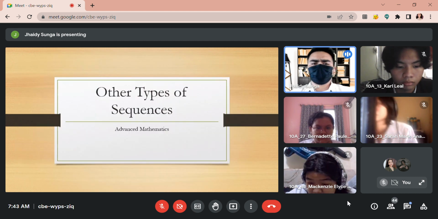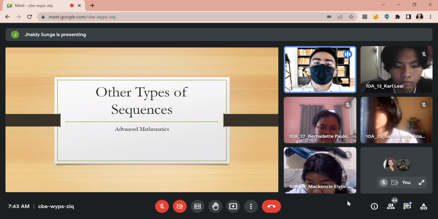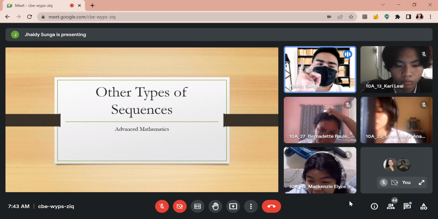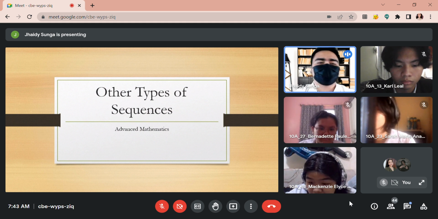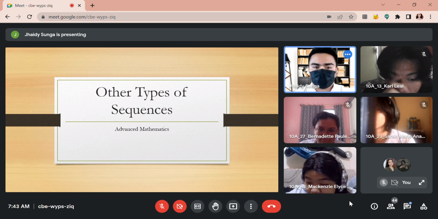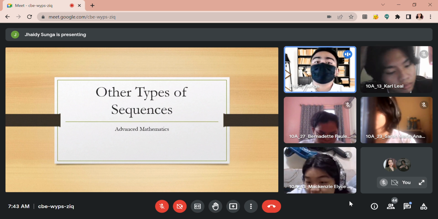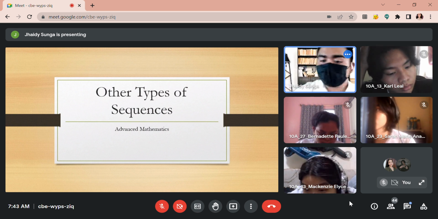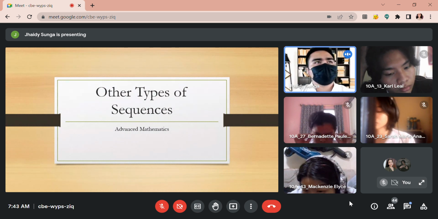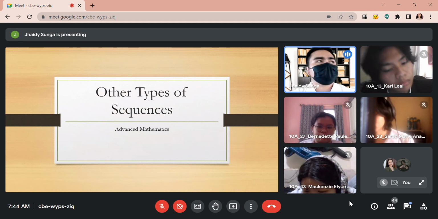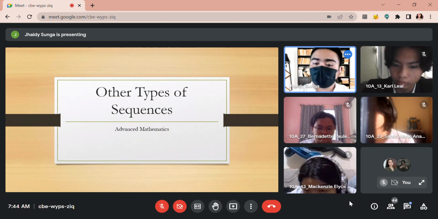So for this day, we'll be discussing some other types of sequence. Now, aside from geometric and arithmetic, we do have other types of sequence. Last time we discussed geometric, so let us just go back, because this week we have two meetings in advanced math. The other session for advanced math, we will be turning that over to calculus, because this day we will be ending the session for advanced math.